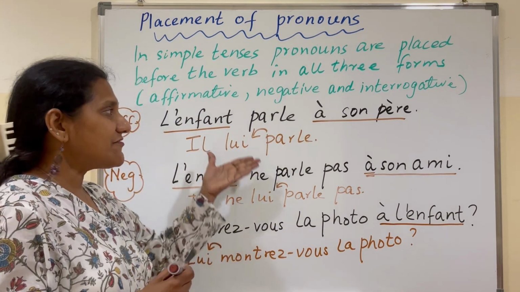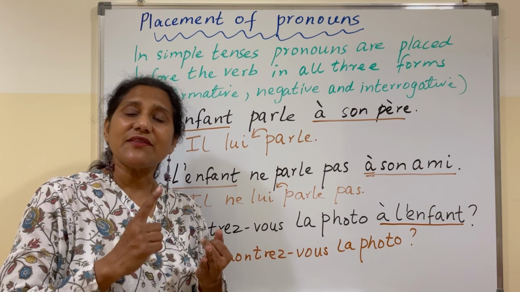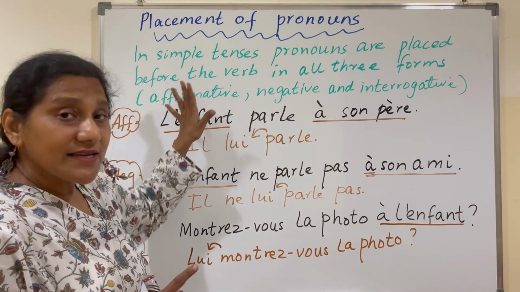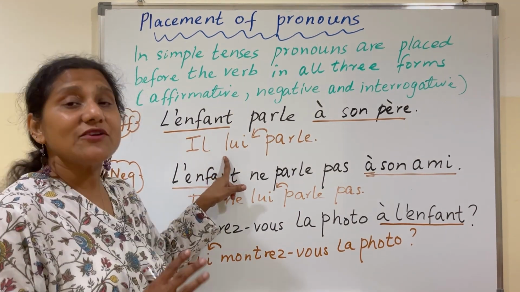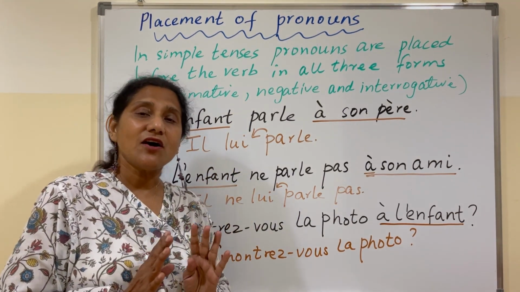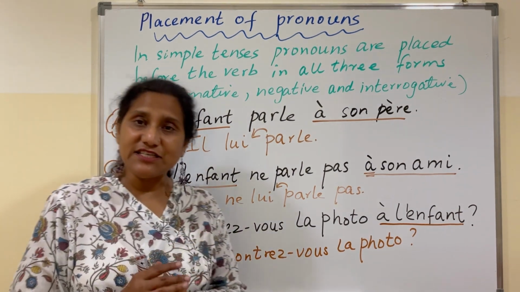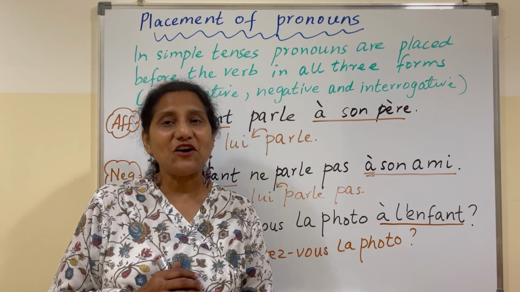So in these few examples we have seen, whether it's a direct object or whether it's an indirect object, in all simple tenses, they will be placed before the verb in all three forms of affirmative, negative and interrogative. Let's continue learning the placement of pronouns.